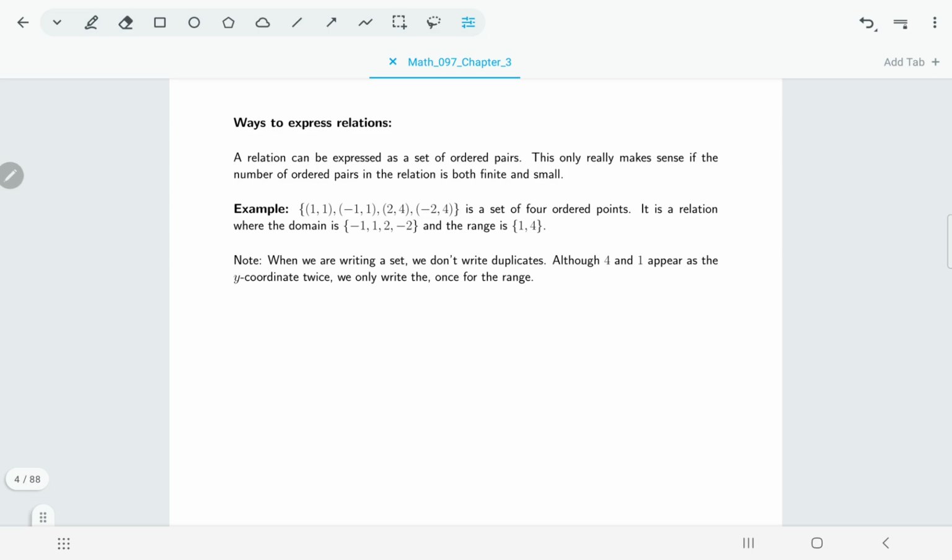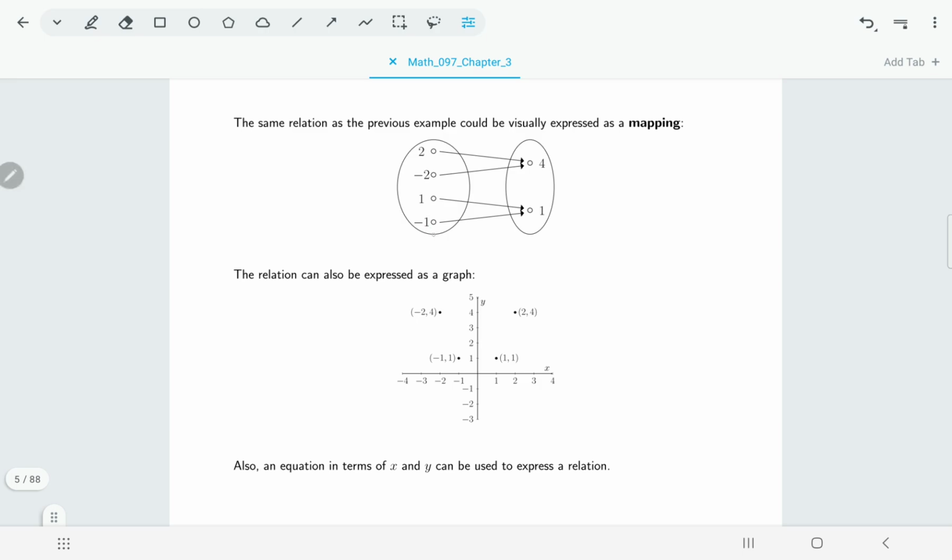So like I said, this really only makes sense if you have a finite number of pairs and it's a small number of pairs. If you had a small number of pairs, you could maybe do a couple of other ways of expressing a relation. One might be to show it as a mapping, where we've got a circle with all of our x values in it and a circle with all of our y values, and we show who is a pair by showing an arrow going from an x value to a y value. So we can see that 2 maps to 4, so in other words, (2, 4) is a pair in that relation. Again, this only really makes sense if we have a small number of pairs.